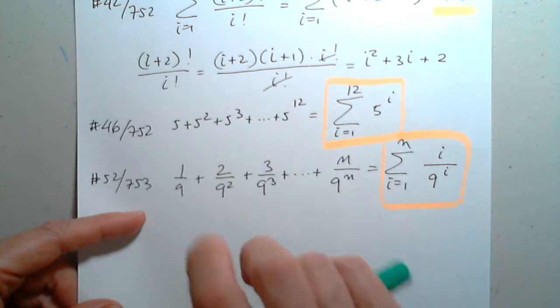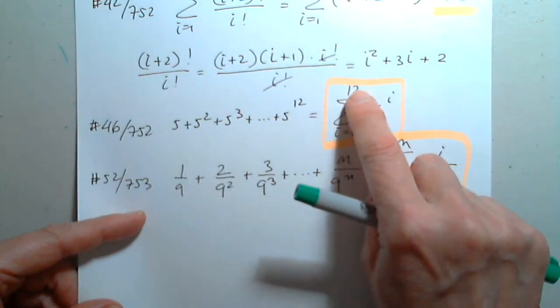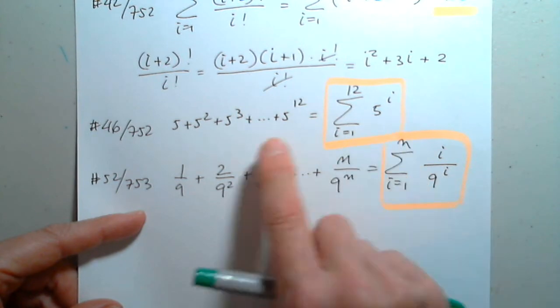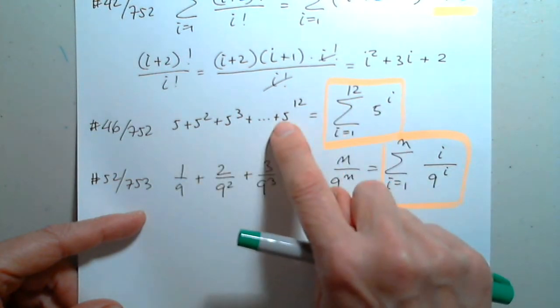So to condense this, you see 5, 5, 5, 5, 5 from i equals 1 through 12. When i is 1, I get this. When i is 2, I get this. When i is 3, I get this. And when i is 12, I get this.